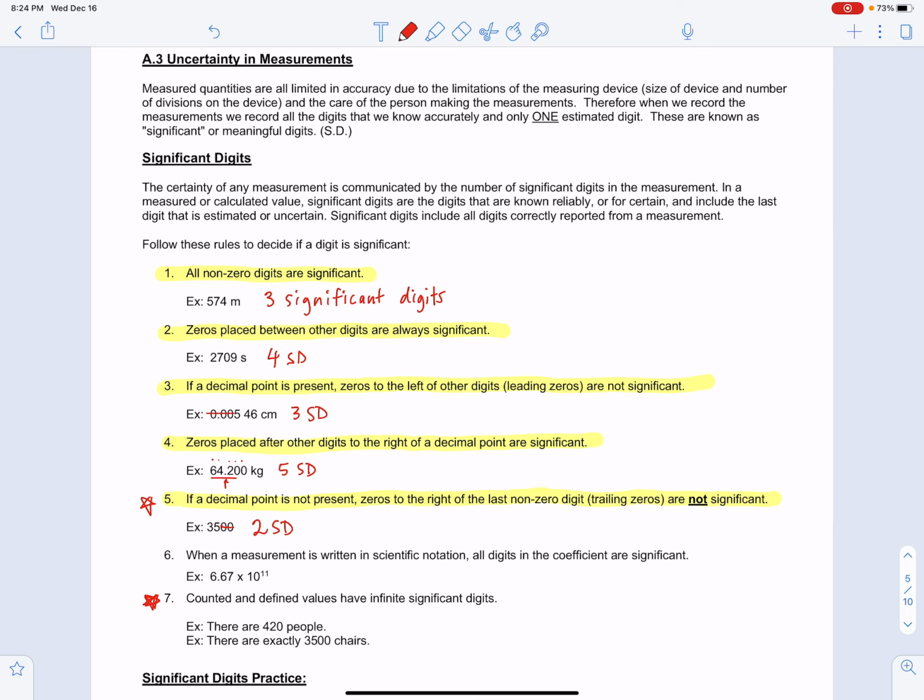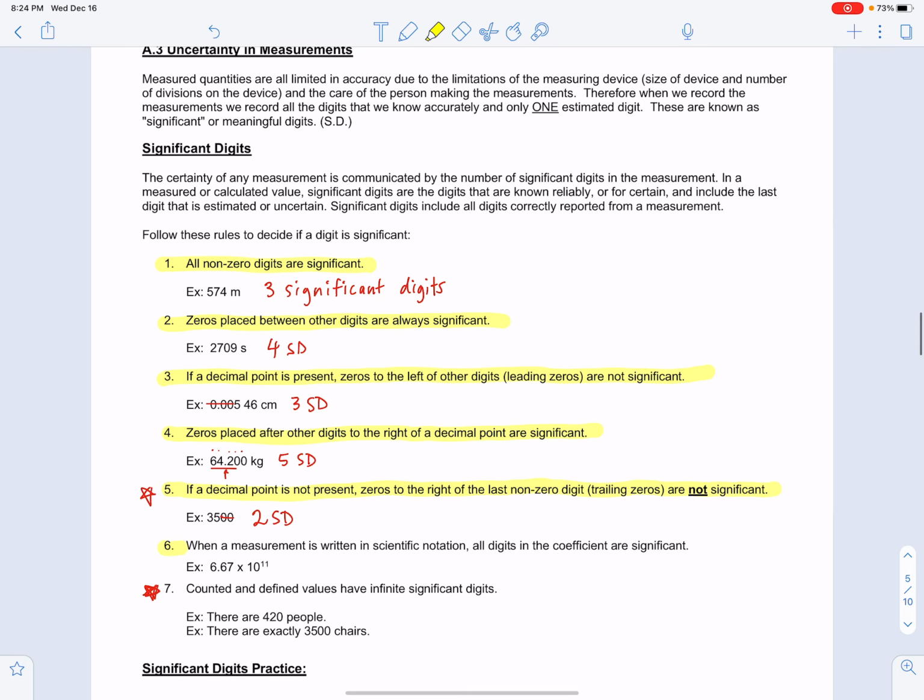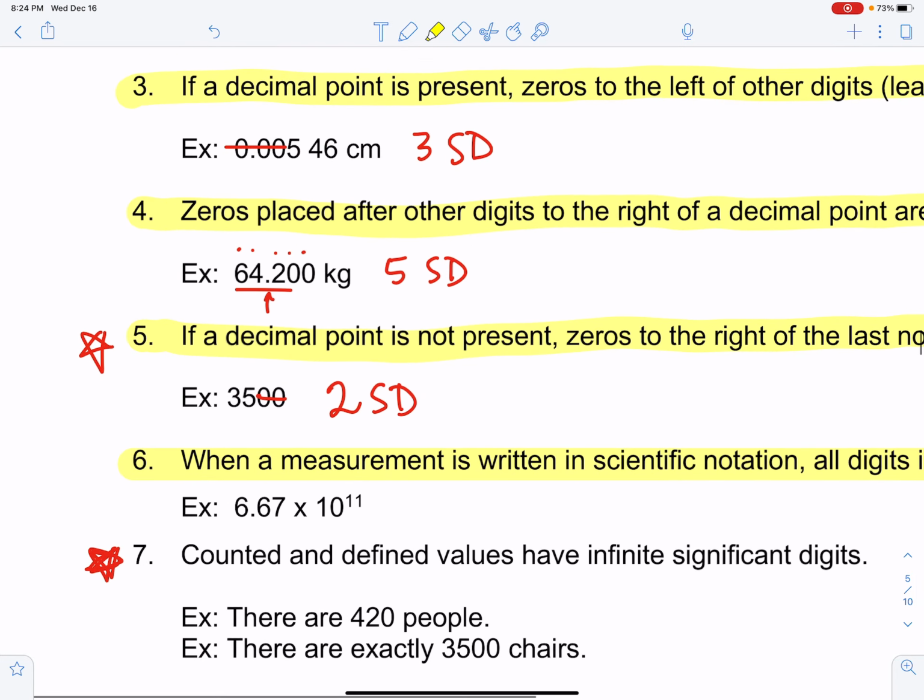Okay, before we do, let's look at any numbers that are written in scientific notation. When a measurement is written in scientific notation, all digits are significant in the coefficient. So 6.67 times 10 to the power of 11. These 3 digits are the coefficient. These 3 digits are the measured quantities. So it has 6, 6, 7, 3 non-zero digits. Those are all significant. So 6.67 times 10 to the power of 11 has 3 significant digits. We don't count the times 10 to the power of 11. That's not a measurement. That's just a notation.